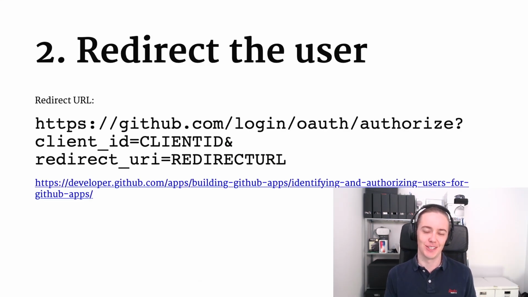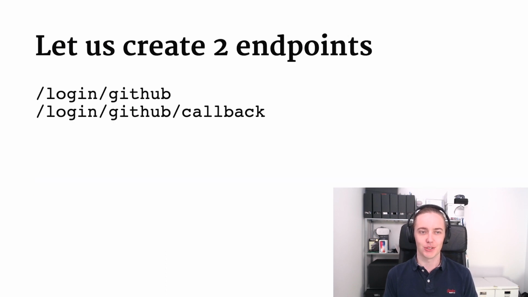The next thing we need to do is redirect the user. And you can see here on the screen, we have the URL that we need to redirect the user to. But first off, we need to make 2 new routes, because we're going to remember them when we create our new GitHub app, when we need to put them into the configuration. So you can see we need one that says login/GitHub, which will be the one that would initiate the redirect, and the login/GitHub/callback, that will be the callback URL. So let's create that, and then afterwards create the GitHub app on the website.